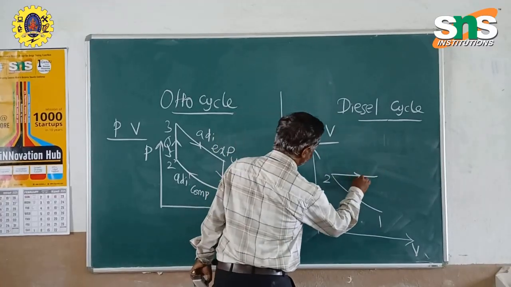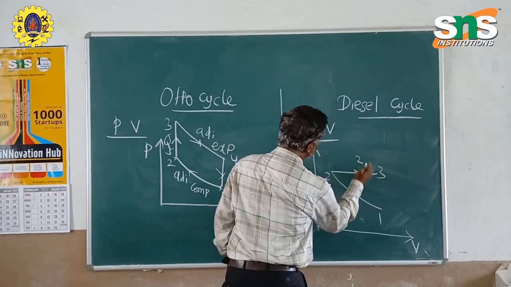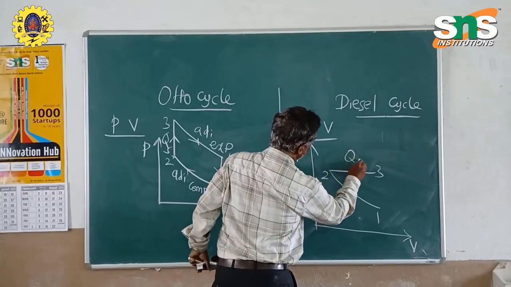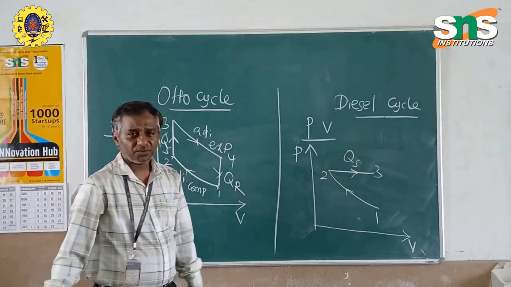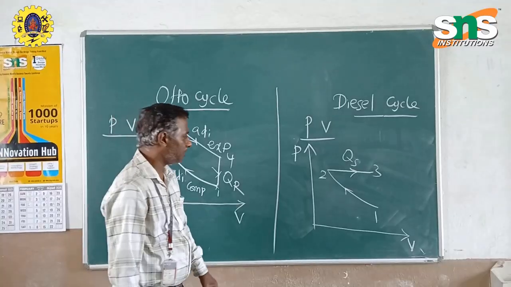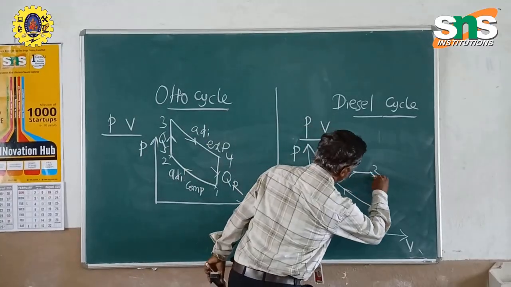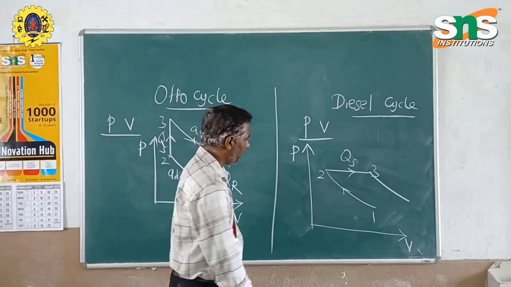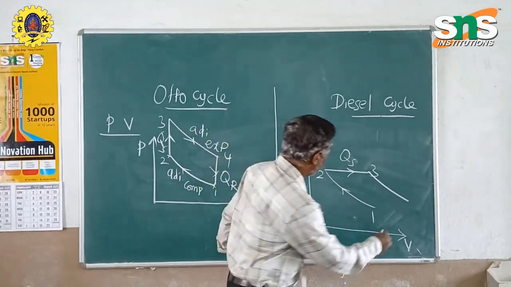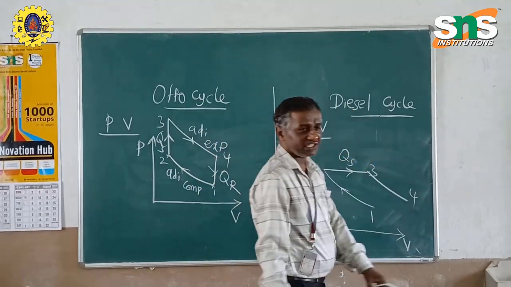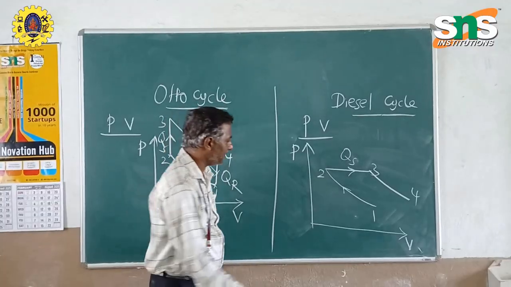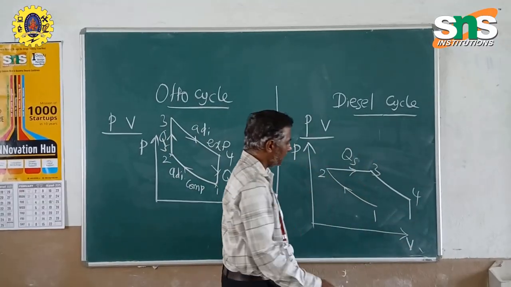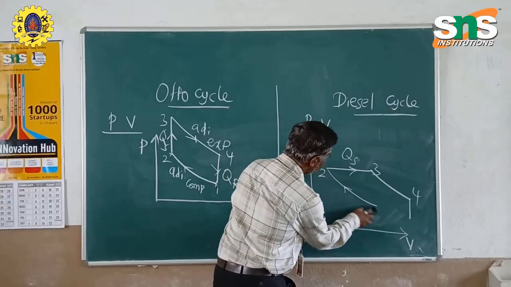So 2 to 3, here we have added the heat. And 3 to 4, we have adiabatic expansion. So volume gets increasing and pressure also increasing. Finally, you have 4 to 1, which is constant volume heat rejection. So volume stays constant, and the temperature drops down.